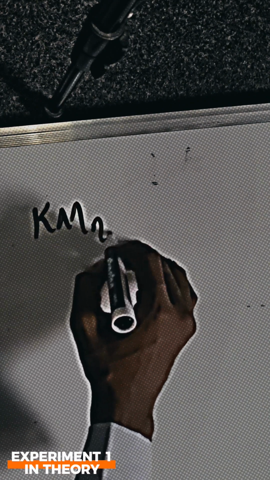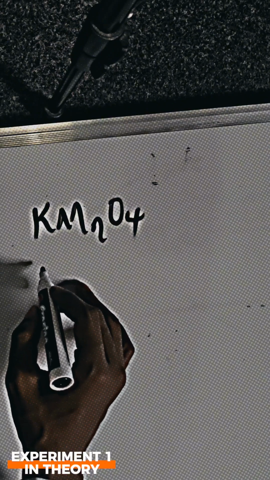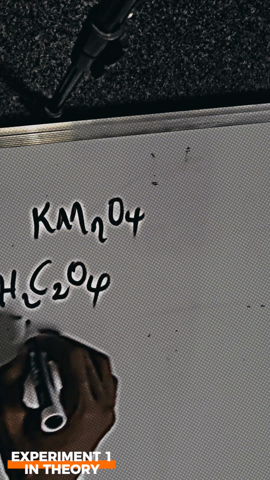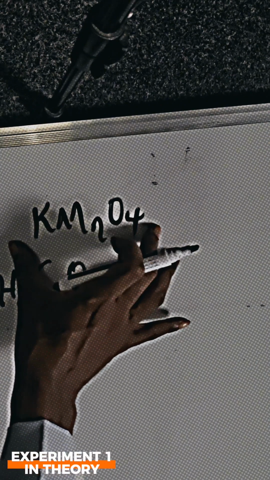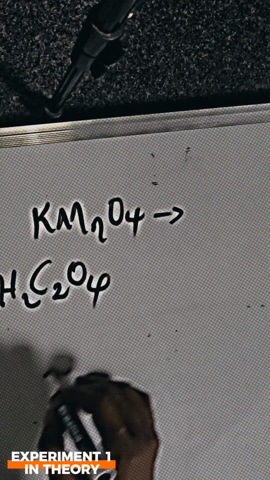Let's relate our background knowledge of the Arrhenius equation to the experiment we have at hand. We'll be given two reagents. We'll be given potassium permanganate, and then oxalic acid, ethanedioic acid, so let's just write it as H2C2O4. This is oxalic acid, and that's potassium permanganate. We know that potassium permanganate is colored purple.